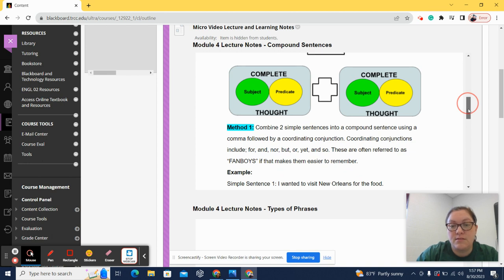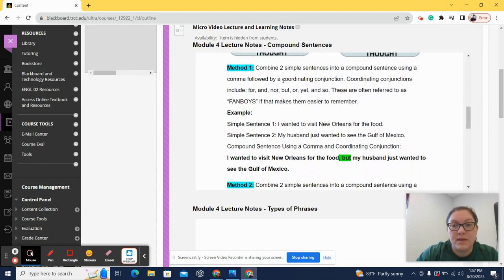And there are 3 ways to do this. Method 1: combine 2 simple sentences into a compound sentence using a comma, followed by a coordinating conjunction. Coordinating conjunctions include for, and, nor, but, or, yet, and so. These are often referred to as FANBOYS because they spell out FANBOYS. This one is the easiest. Usually whenever I would teach younger students, I would only teach this method, but we will talk about the other 2 in a second.